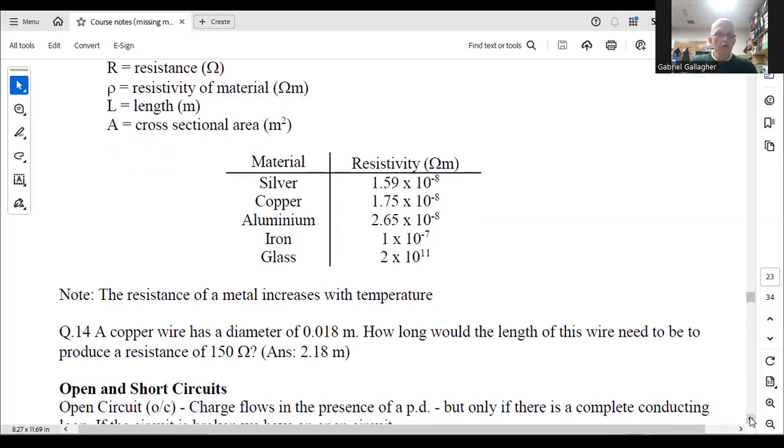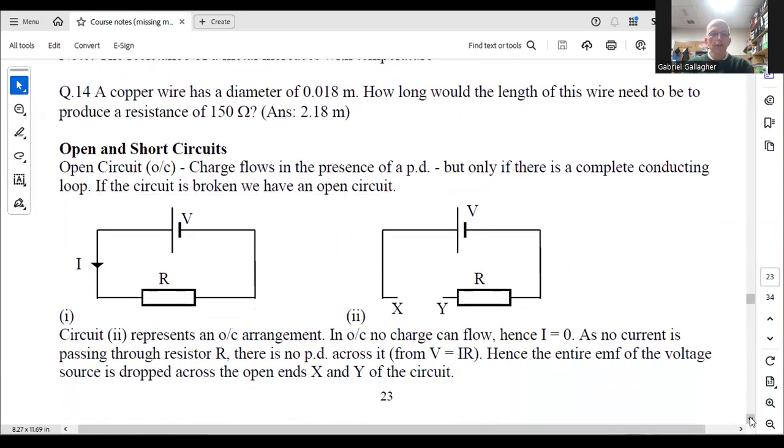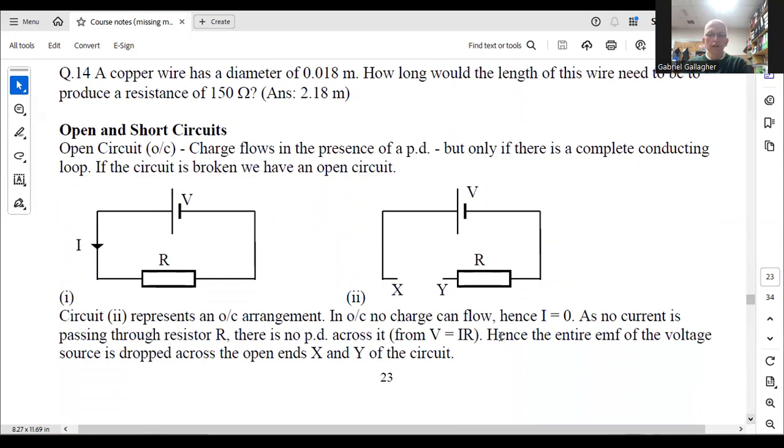Okay, so if we return to the notes, we'll just move on to a couple of topics. Open circuits and short circuits. I'm not going to spend a lot of time on this, but all I want you to be aware of is that an open circuit is where we need a full circuit for current to travel around. If there's a break in the circuit, that is called an open circuit. And a common break that we have in many circuits is just a switch. When you switch off something, you're breaking the circuit and not allowing current to flow.